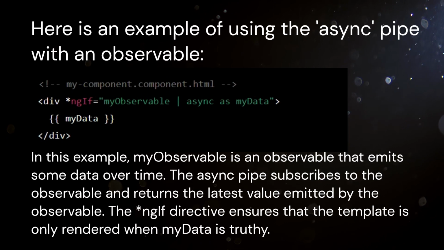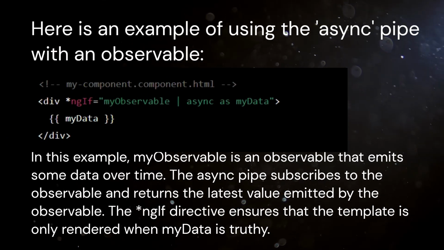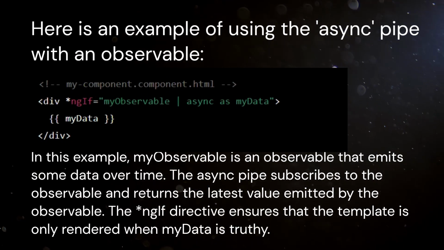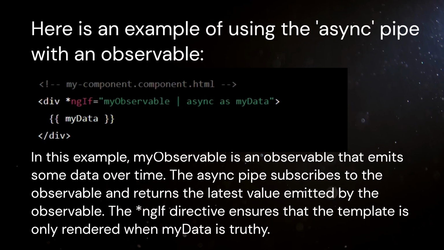Here is an example of using the async pipe with an observable. In this example, my observable is an observable that emits some data over time. The async pipe subscribes to the observable and returns the latest value emitted by the observable. The *ngIf directive ensures that the template is only rendered when my data is truthy.